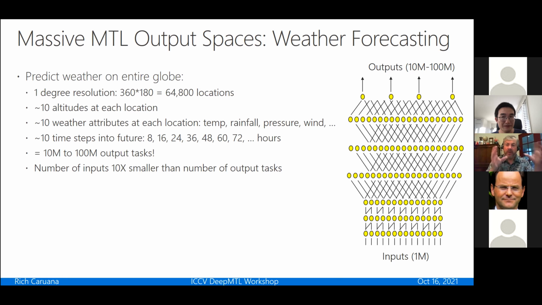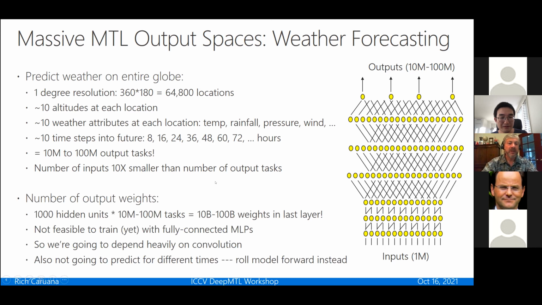So it would be all measurements at all altitudes, locations for all the variables, the current state. But from that, we would predict all the future times that we're interested in. So that's kind of cool, the number of outputs would be maybe 10 times larger than the number of inputs.